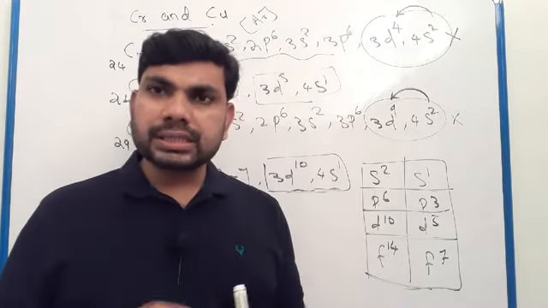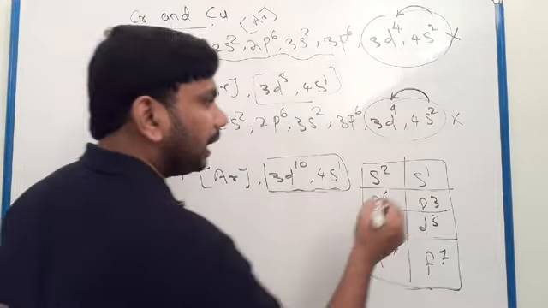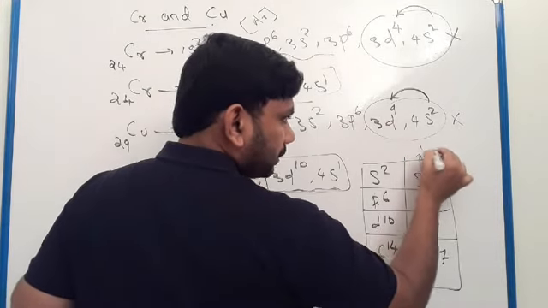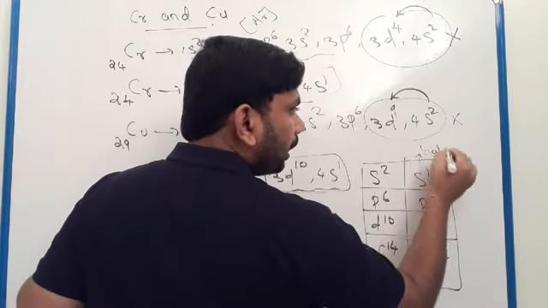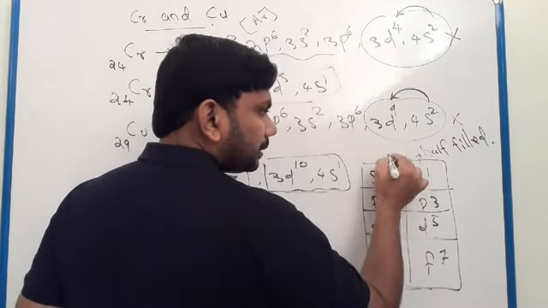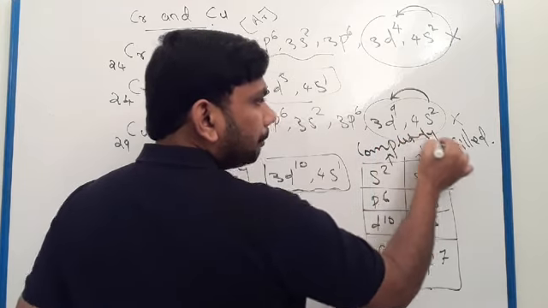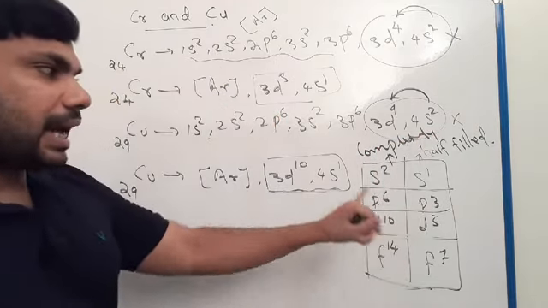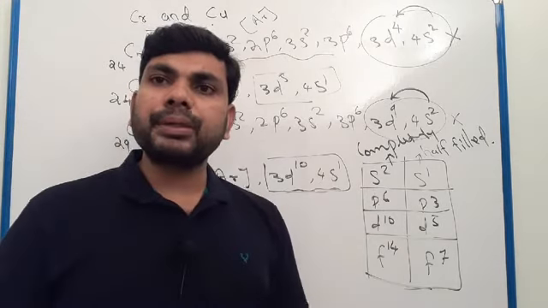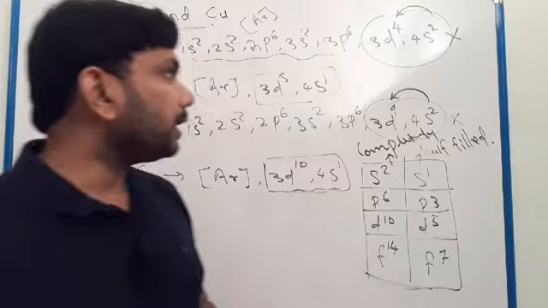Here you have to understand half filled configuration. This is called half filled. These orbitals are half filled, and these are completely filled. Half filled and completely filled orbitals are highly stable. Okay, so look here.